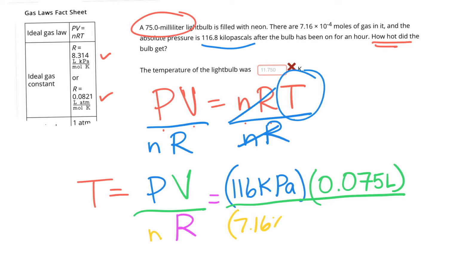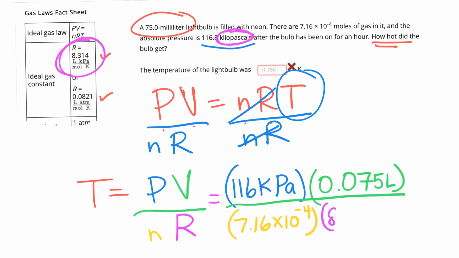All right, divided by my number of moles, which is 7.16 times 10 to the negative fourth moles, multiplied by my gas constant. I've got to decide which one to use now, okay? So let's look. The one thing that is different in these two is the pressure. The top one is in kilopascals, the bottom is in atmosphere. Our unit today that we're using is kilopascals, so we're going to need to use this one, okay?